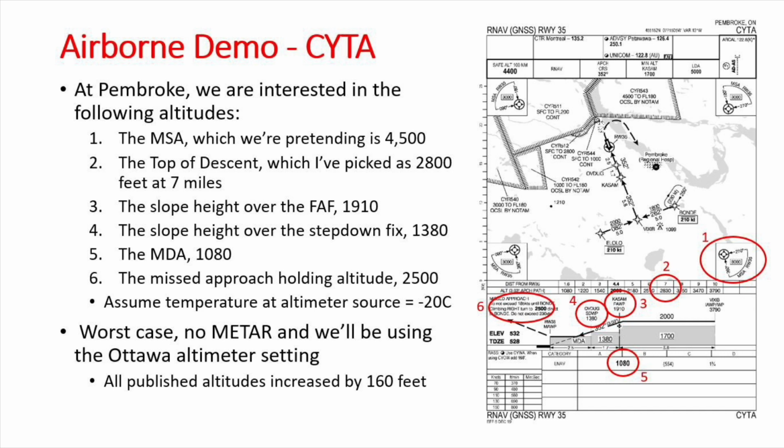Since there's only one RNAV approach at Pembroke, I can do this stuff in armchair comfort, but you may have to do it in a bumpy airplane in IMC. We're supposed to correct all of these altitudes if we're using a remote altimeter source and/or if the temperature at the altimeter source is below 0. The first one's easy, just add 160 feet to all these numbers. But even that you will want to write down.